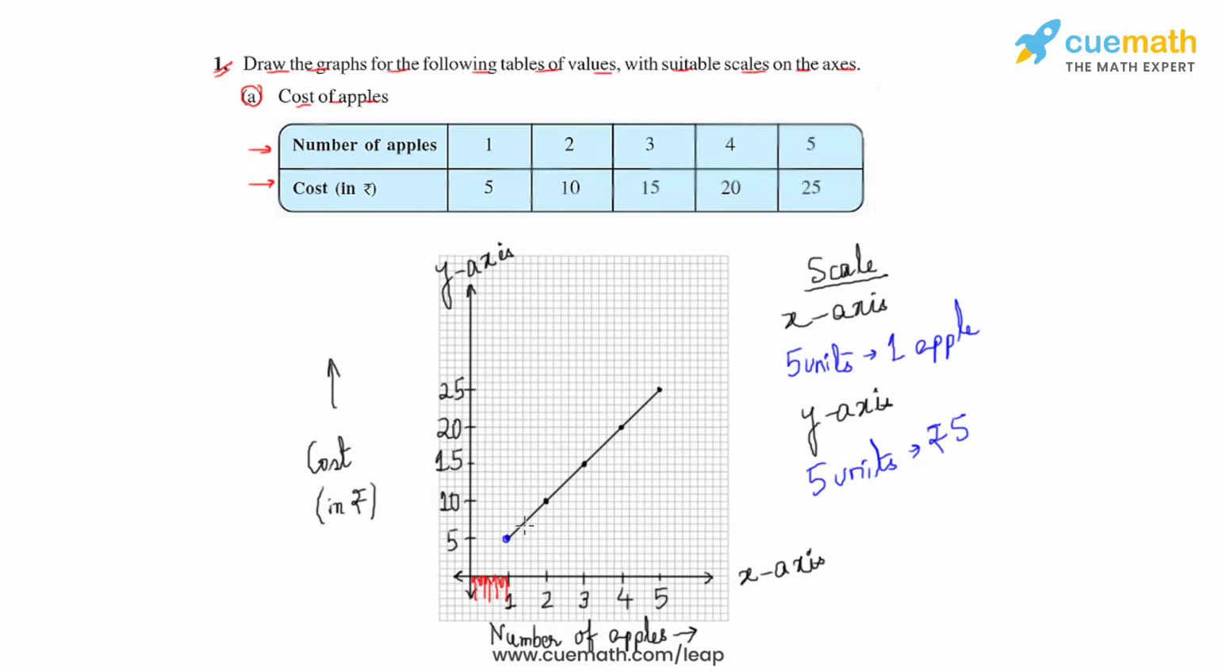And these are the points which we have taken from this table to get this line graph. So this is how we are going to answer the first part of this question. Let us now see the next table of values.